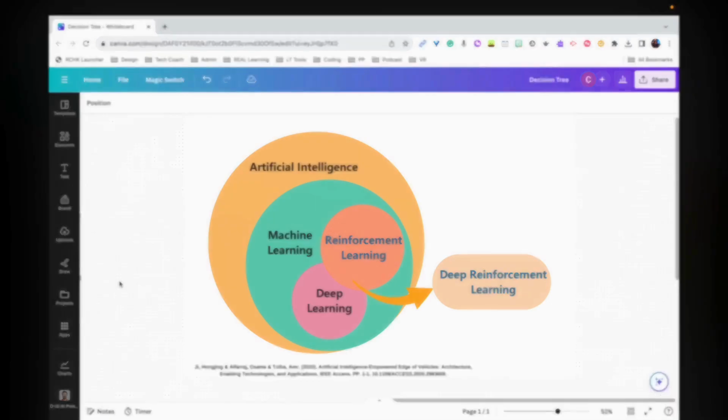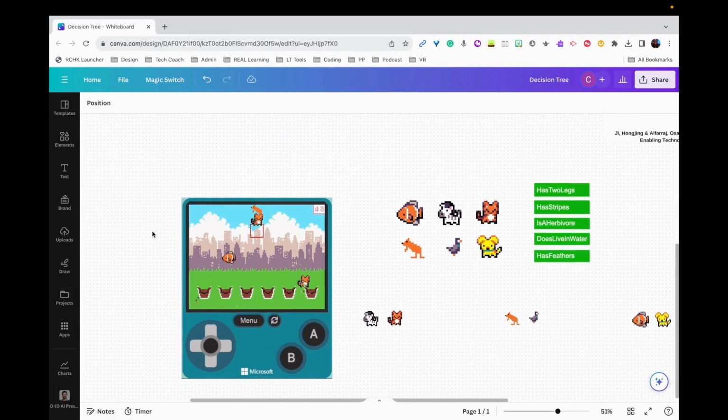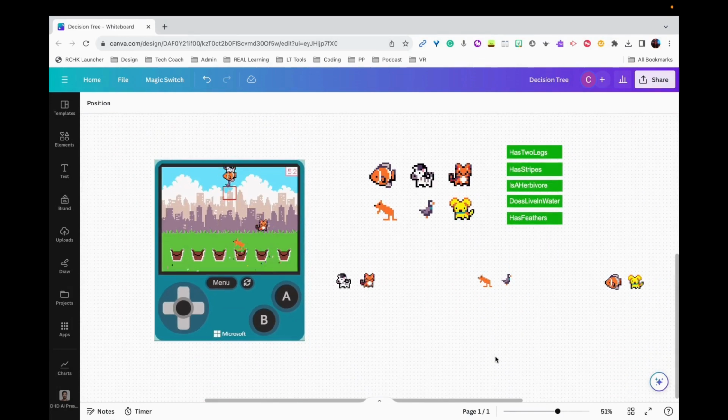It's pretty fascinating, right? So today, we're going to use this concept of decision trees to make this project. In this specific project, we have 6 animals. This is a set of the animals, and we are also given different features to decide what animal it is. There are 5 different features: has 2 legs, has stripes, is a herbivore, lives in the water, or has feathers.